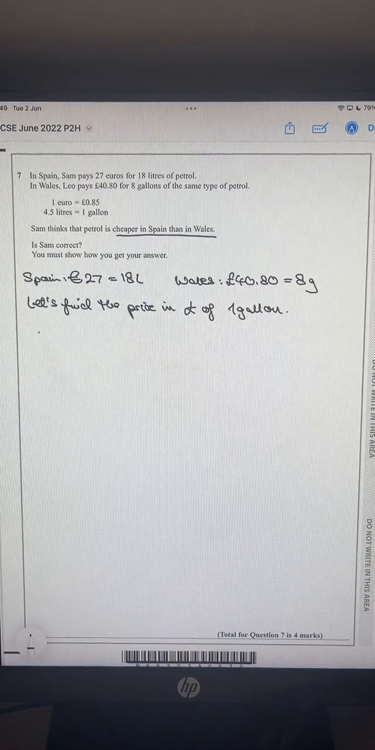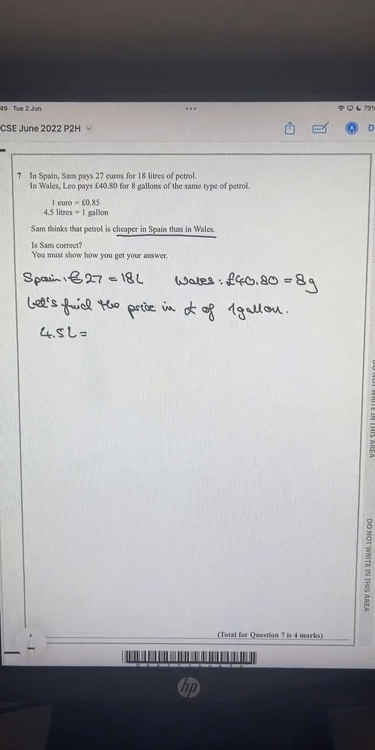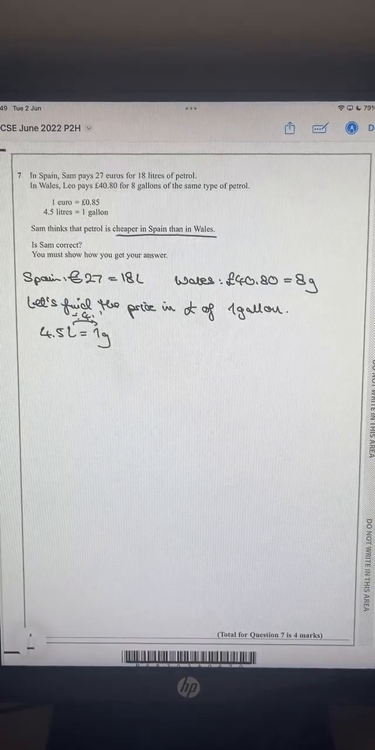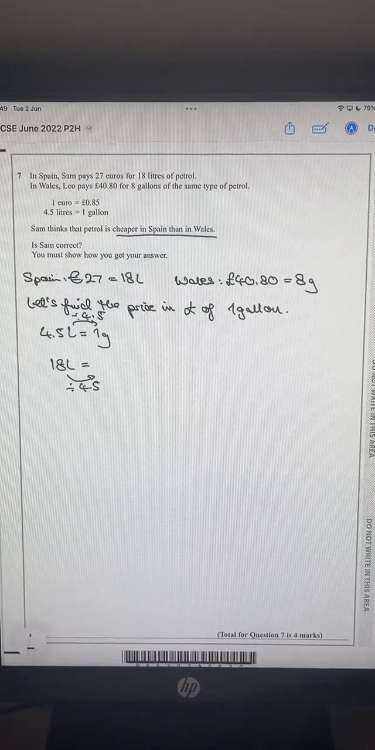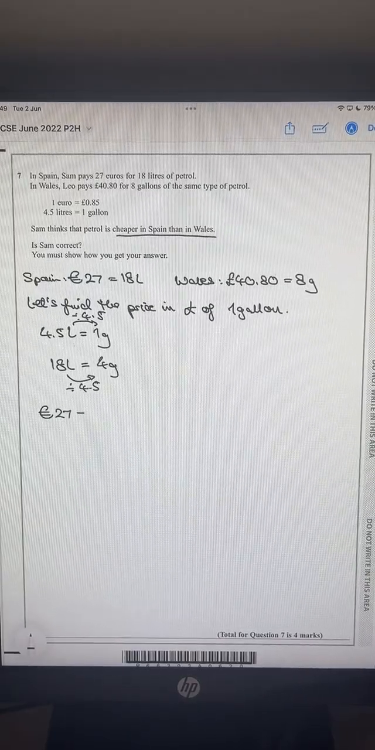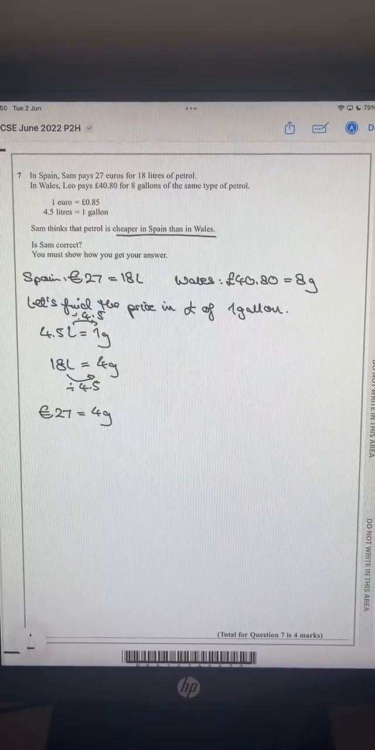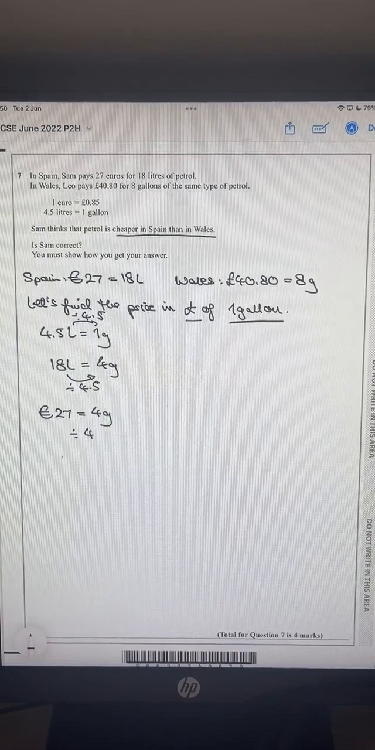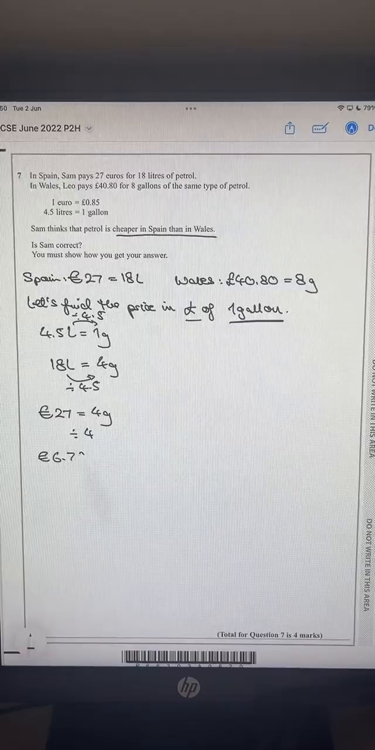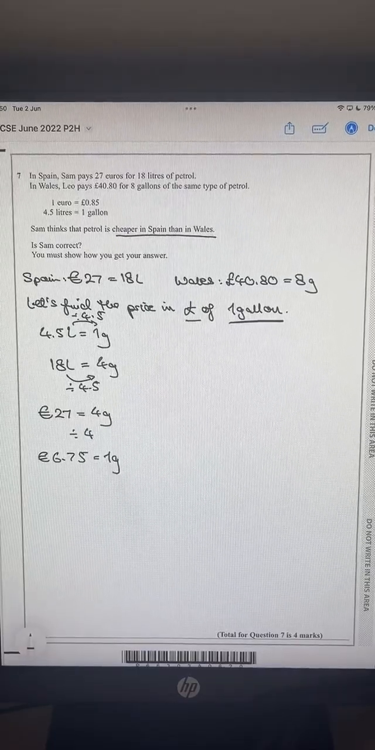So we have 4.5 liters equals 1 gallon. So to go from liters to gallons, I divide by 4.5. So if I'm going from 18 liters in Spain, I'm going to divide that by 4.5. 18 divided by 4.5 gives me 4 gallons. So we know that in Spain, 27 euros is equivalent to 4 gallons. Now I'm going to divide that by 4 to find out for 1 gallon, because that's what we want. So 27 divided by 4 is 6.75 euros equals 1 gallon.